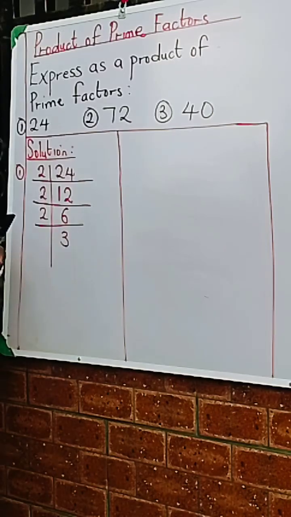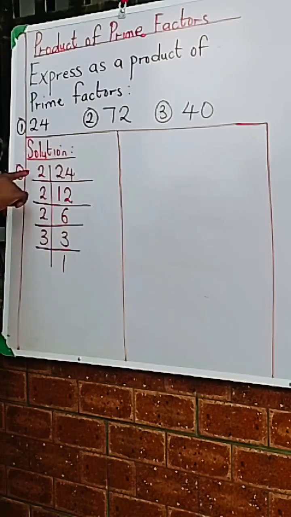Now, 3. What number do you think can divide 3? The answer is 3. Because 3 is a prime number. The only numbers that can divide 3 are 1 and itself. So 3 will divide. 3 divide 3 will give you 1. That ends the process, the operation.